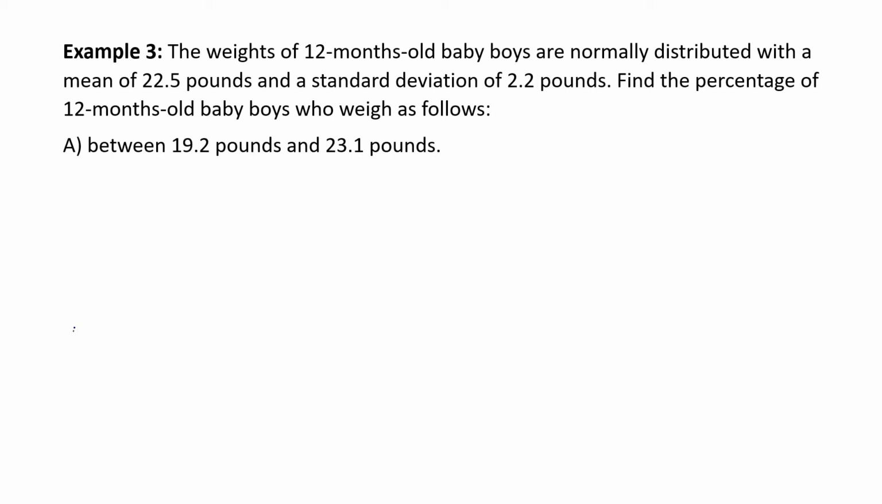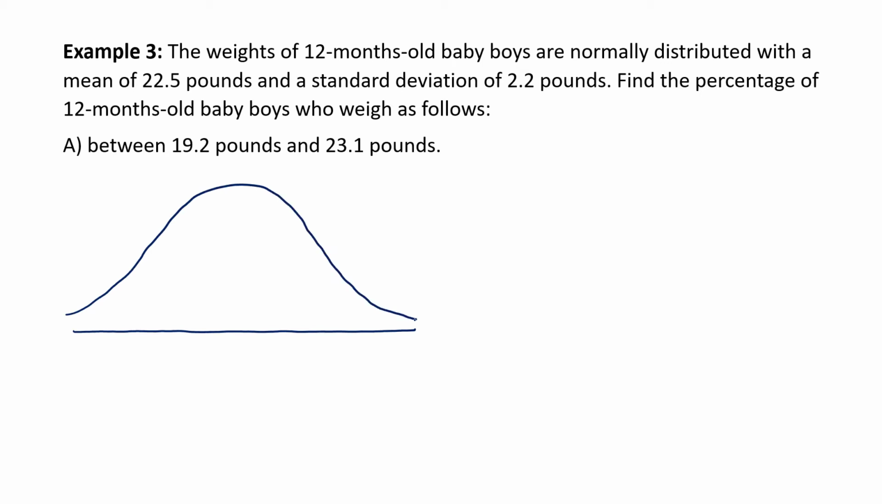As with the previous problems, let's begin by drawing our normal curve, a horizontal line and a bell-shaped curve. The problem tells us that we have a mean of 22.5 pounds, so that would correspond with a z-score of 0. We'll write the 0 right smack in the middle at the bottom and 22.5 on the top. And we have a standard deviation of 2.2 pounds. Now let's find matching z-scores.